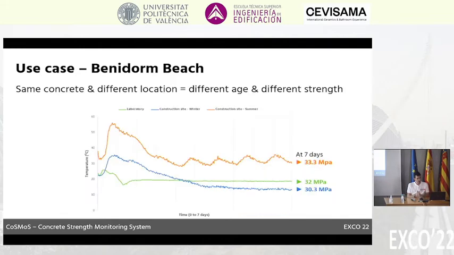So, based on this data, what's the first thing that we need to assess? That is what usually people don't take into account: that the same concrete mixture in a different location means that the concrete is going to be curing at different conditions.